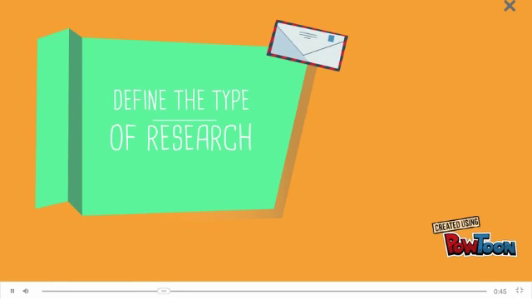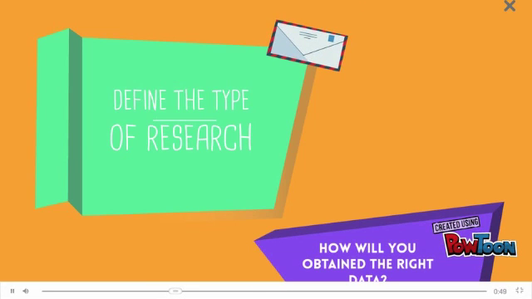Define the type of research. Once we've read all about our topic, we have to start thinking about the experiment and the approach we need in order to obtain the right data. Not all topics require the same type of data. Some need qualitative, others can be quantitative.